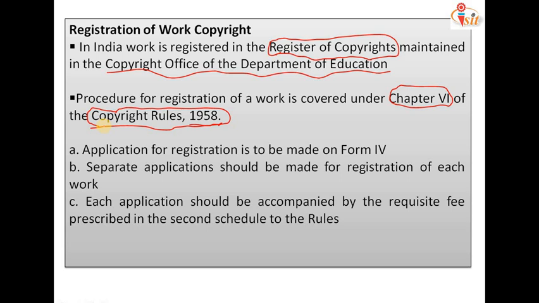Then a separate application should be made for the registration of each work. If I wrote a book, then for registration of that book I have to fill a separate application form. At the same time, if I want to get the copyright for my short film, then I have to make a separate registration for that work. So a separate application should be made for the registration of each work. Then each application should be accompanied by the requisite fee. You have to pay a fee for getting the protection under the copyright.